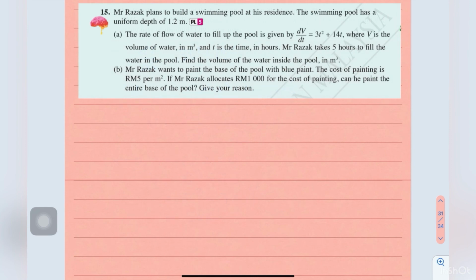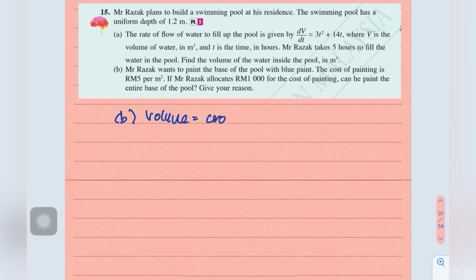15B. Mr. Razak wants to paint the base of the pool with blue paint. The cost of the painting is RM5 per meter squared. If Mr. Razak allocates RM1000 for the cost of painting, can he paint the entire base of the pool? Give your reason. Okay, so from the question, actually we don't know the shape of the swimming pool, but we know the volume is given. Volume is actually cross-sectional area times height.